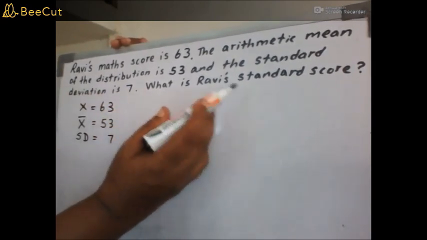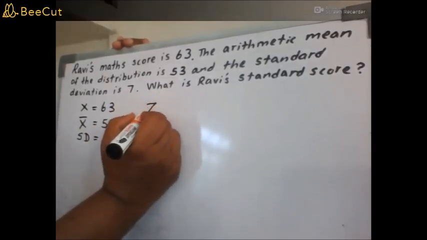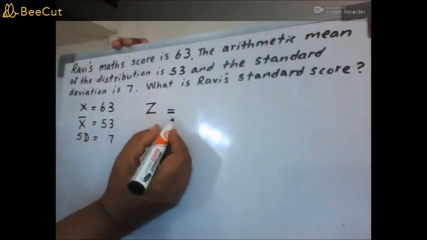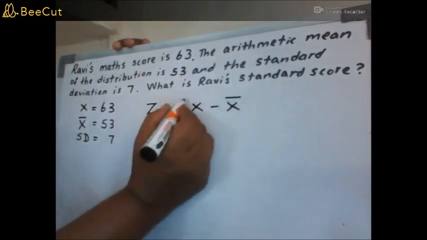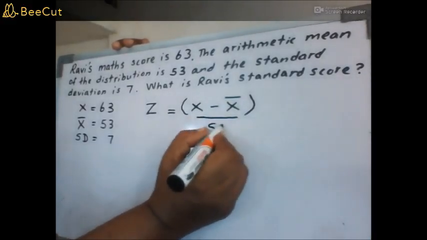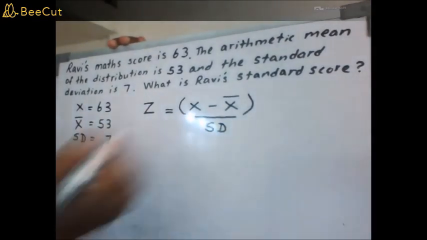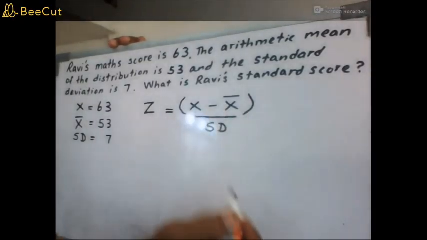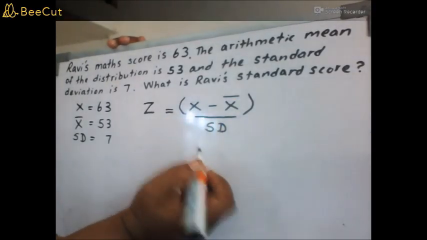What is Ravi's standard score? Standard score means Z score, so you have to find the Z score. What's the formula for Z score? Z equals X minus X bar, divided by SD. I explained these things earlier. Remember, it is X minus X bar, not X bar minus X, otherwise the answer is wrong. Always remember X minus X bar.